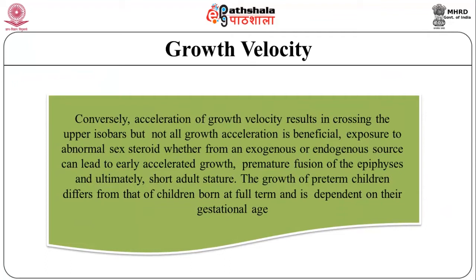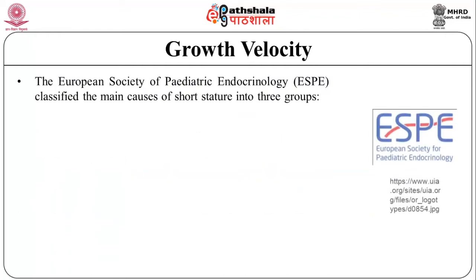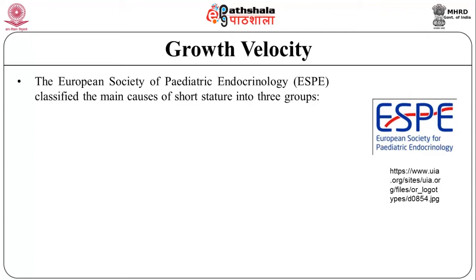Conversely, acceleration of growth velocity results in crossing the upper isobar, but not all growth acceleration is beneficial. Exposure to abnormal sex steroid, whether from an exogenous or endogenous source, can lead to early accelerated growth, premature fusion of the epiphysis, and ultimately short adult stature. The growth of preterm children differs from that of children born at full term and is dependent on their gestational age. The European Society of Pediatric Endocrinology (ESPE) classified the main causes of short stature into 3 groups.